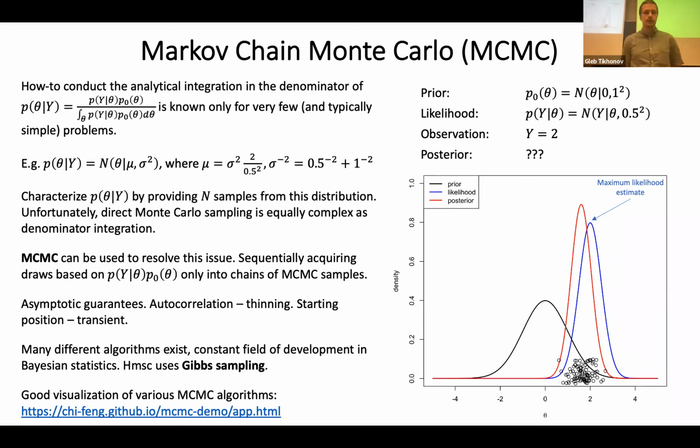So MCMC has been a very widely used algorithm in Bayesian stats, and it's a constantly hot topic, a constant field of development both over past years and currently. It has different sub methods, the subtypes of approach for how MCMC can be designed. But in HMSC we are using Gibbs sampling, and we're going to focus on that more.